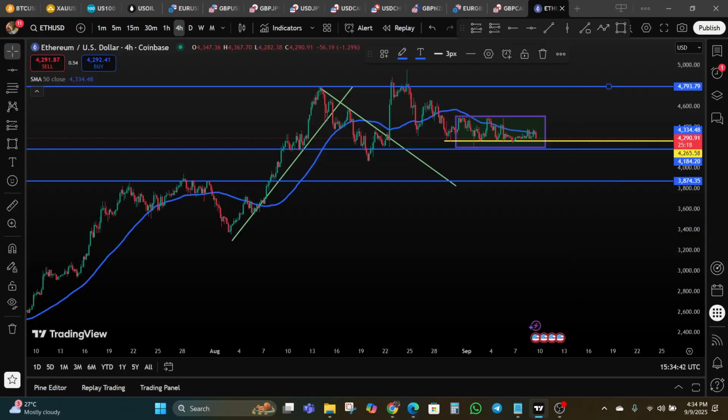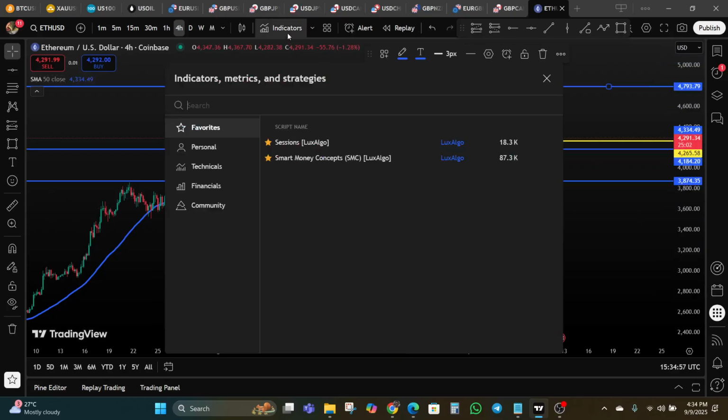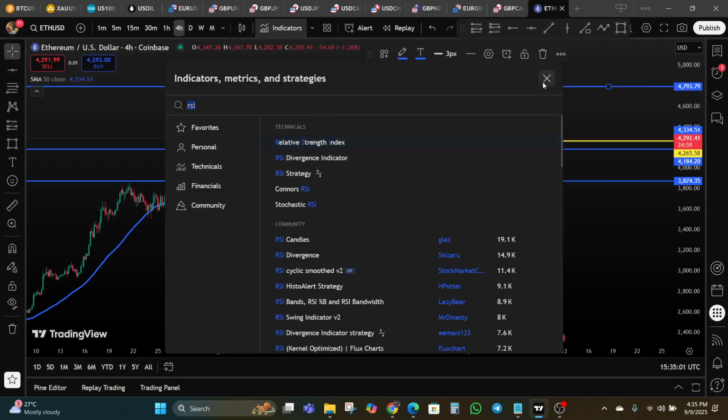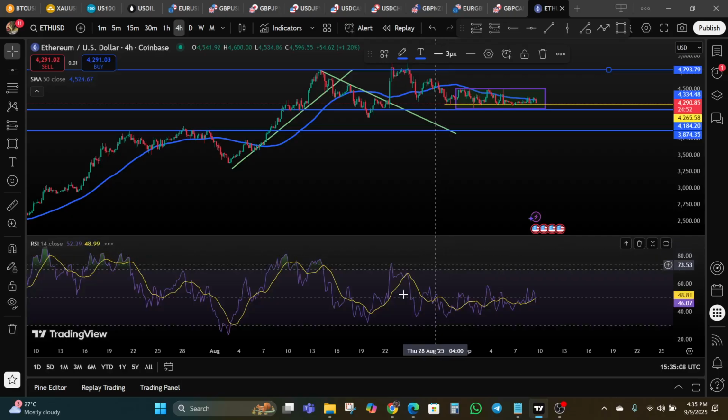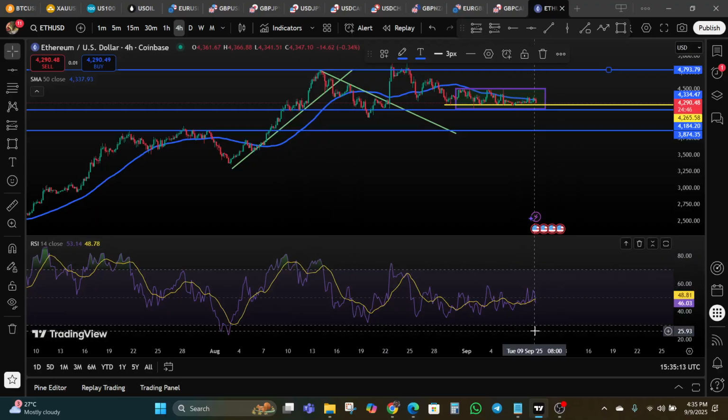Now, for beginners, simple indicators like the moving averages, RSI, or MACD can actually add clarity. You can use your moving averages to confirm trend direction, and you can use the relative strength index to spot overbought and oversold conditions in the market. You can see the overbought conditions above 70, oversold conditions below 30. You can use the RSI indicator to spot such conditions in the market.